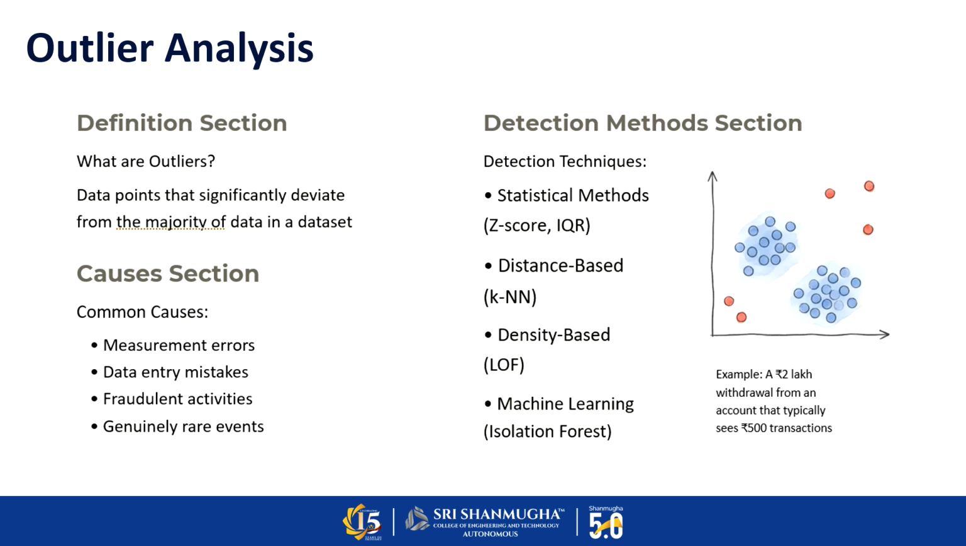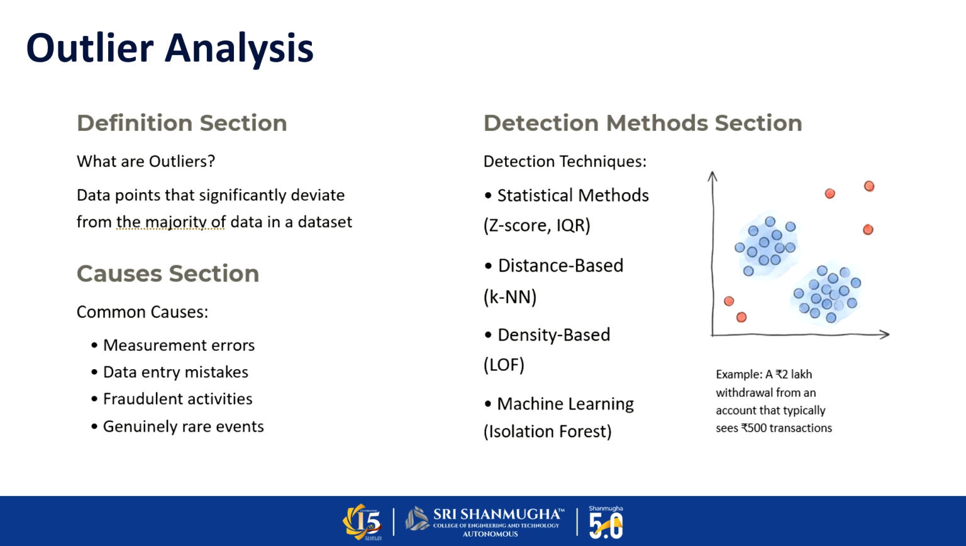So this single transaction is isolated far from the cluster of normal 500 rupees transactions. So the outlier detection algorithm flags this for fraud investigation, potentially saving the customer from losing the money. Okay, sometimes outliers are the most valuable data points. In fraud detection, the outlier is the fraud.